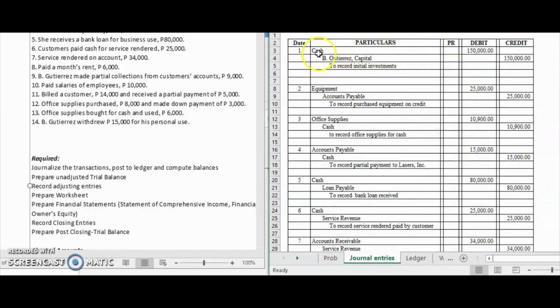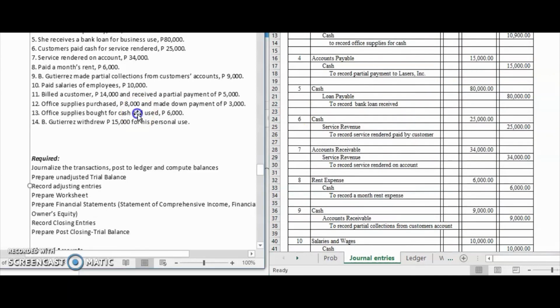Okay, so there. And another question, anong element ang affected? Is it asset, liabilities, equity, revenue, or expenses? Okay, if you have identified kung anong element, what account title? Is it cash, capital, equipment, accounts payable, office supplies, yan. Next question, ano ang normal balance ng mga ito? Nag-increase ba sila? Nag-decrease ba sila? That's the time that you are going to record it. So those are just examples on how to record this transaction.